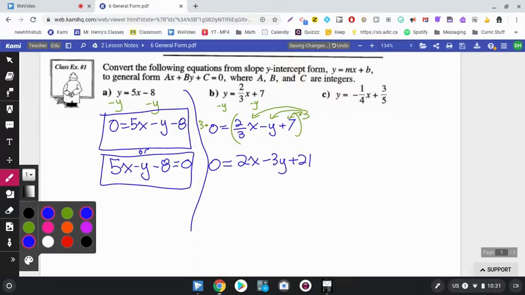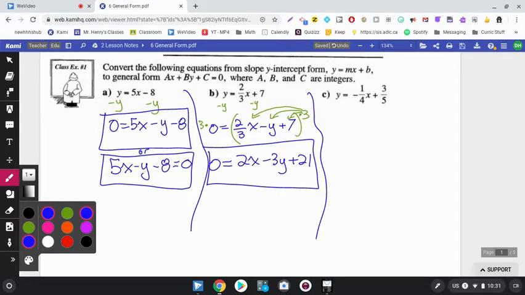And then I look at this thing, I say, okay, it's all on one side. I have integer coefficients now, and my x has a positive coefficient. That thing is done. Fantastic. So I got rid of my y equals mx plus b, then I got rid of my fractions, and then I had a final answer.